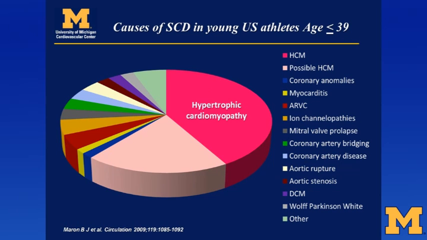So let's contrast that with the causes of sudden death in young U.S. athletes. This is data from Barry Maron's study that I showed you previously and that you saw from Lisa. This is something that probably looks more familiar to you. This is the most common cause of sudden cardiac death in U.S. athletes, being hypertrophic cardiomyopathy or possible hypertrophic cardiomyopathy. And you can see a list of many of the other diseases I've already spoken about, each representing less than 10% of the total.